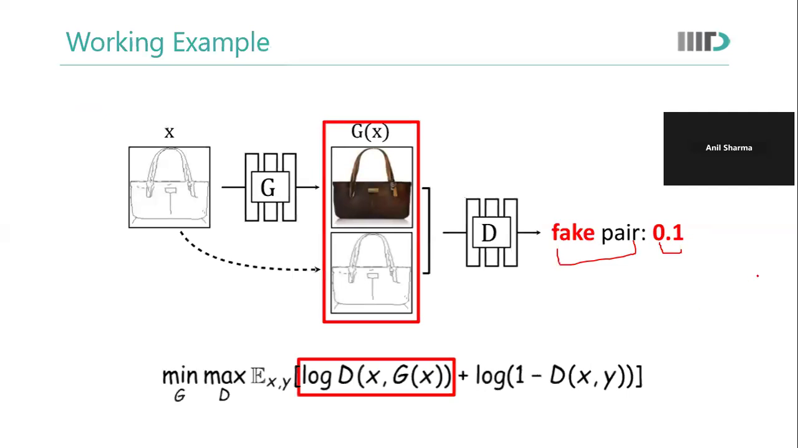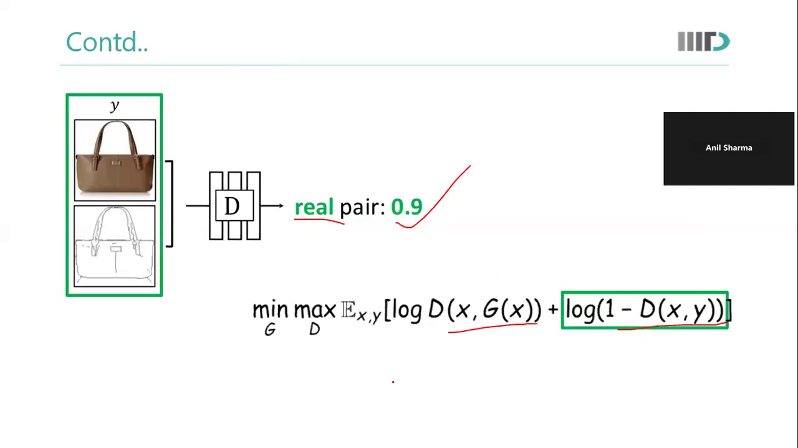Similarly here as well. This is about the fake pair. When the input is given from the generator, this particular probability comes into the picture. And when you are giving the real pair, Y, then this particular probability comes into the picture. So this is very simple to understand.